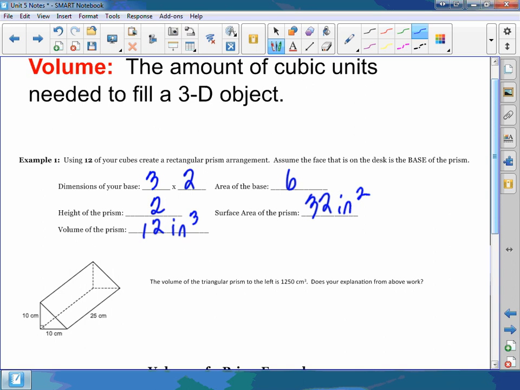Because if you think about it, when you put all these faces together, they get covered up and they're not on the surface anymore. But when you elongate them with the 12 by 1 by 1, pretty much every face is exposed, and it counts for surface area.